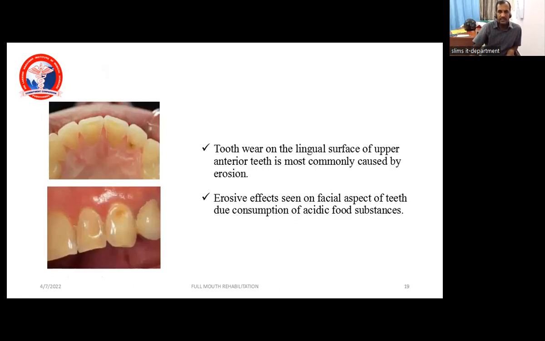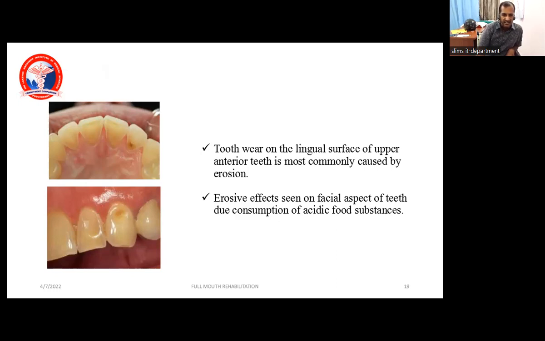Or in the lingual surface of the upper anterior teeth, that is caused by erosion, mostly when there is acidic regurgitation or in a patient with GERD. That is chemical in nature.